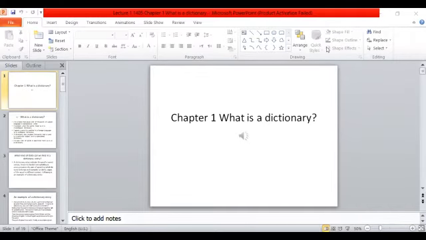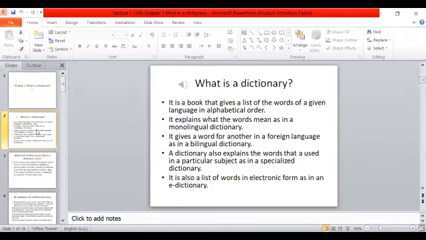What's a dictionary? It is a book that gives a list of words of a given language in alphabetical order. It explains what the words mean as in a monolingual dictionary.